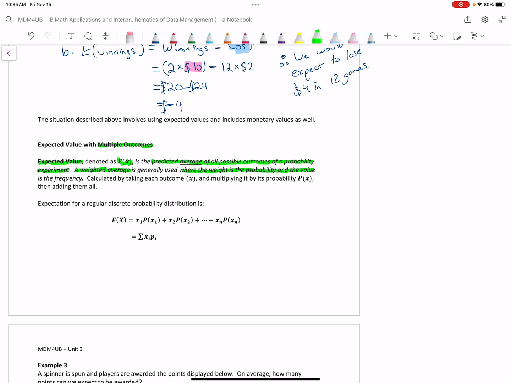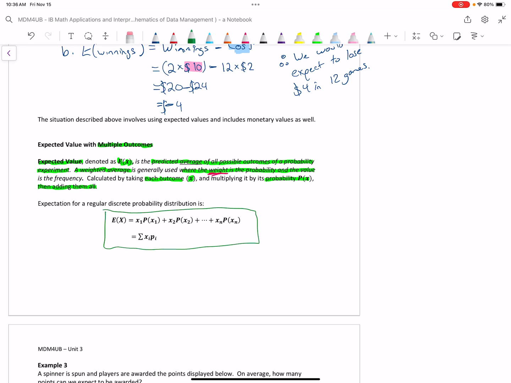We can calculate this by taking each outcome, let's call it x, and we multiply it by its relative probability. And then we add them all up. That's why this is sometimes called the weighted average or the weighted probability, because it is the same formula as a weighted average formula. So I'll show you the formula here, but really applying it, I think you'll understand a bit better.